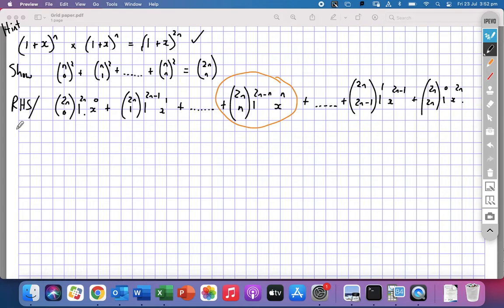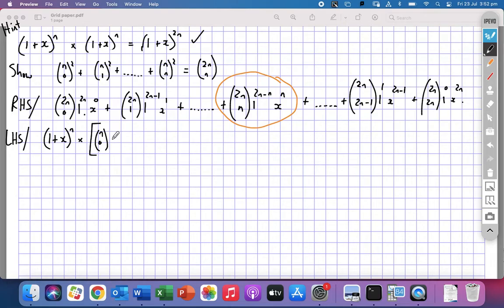Right. Considering the left-hand side, similarly to what you were doing in question 10, if you had (1 plus x) to the n times (1 plus x) to the n, well, I'm just going to expand one of these (1 plus x) to the n's for the meantime. We would get what? N choose 0.